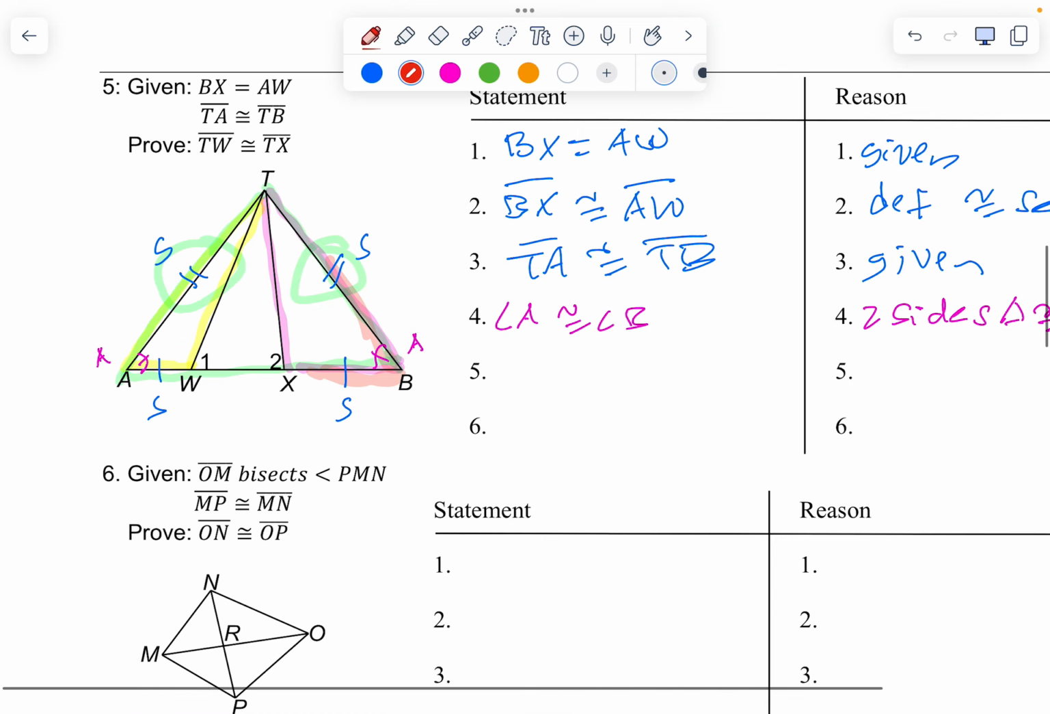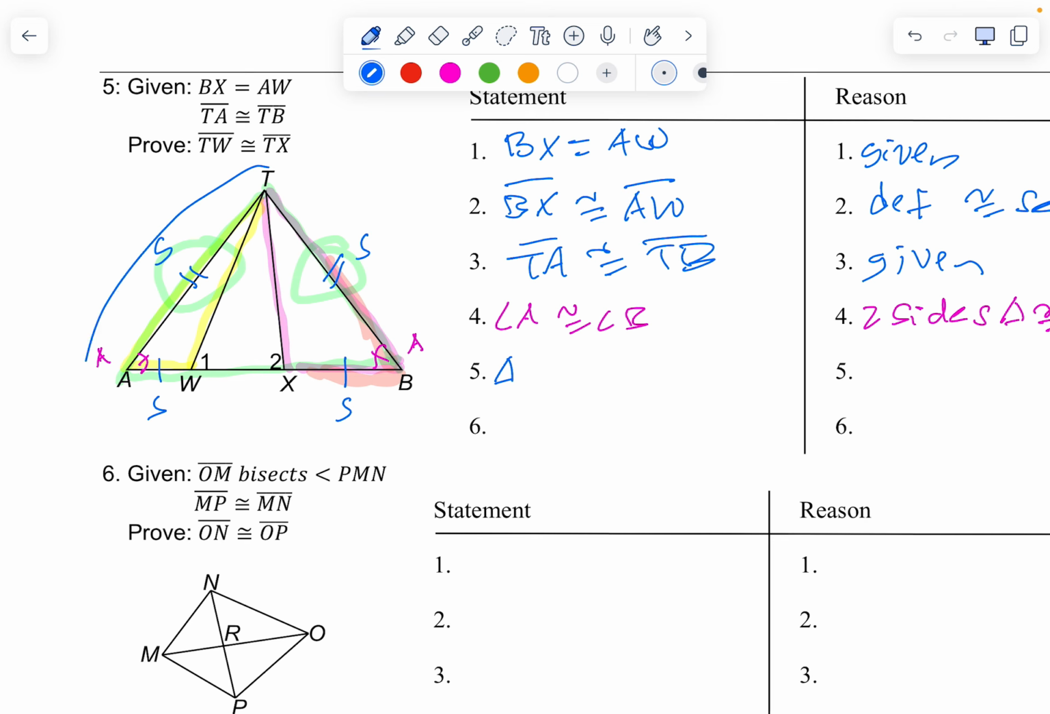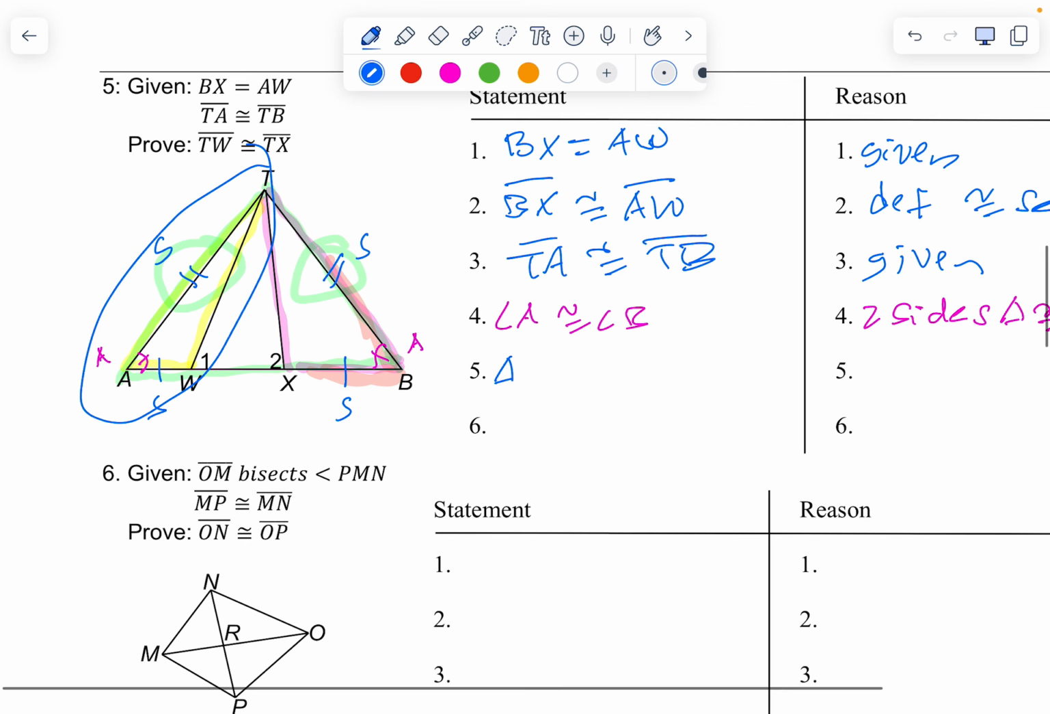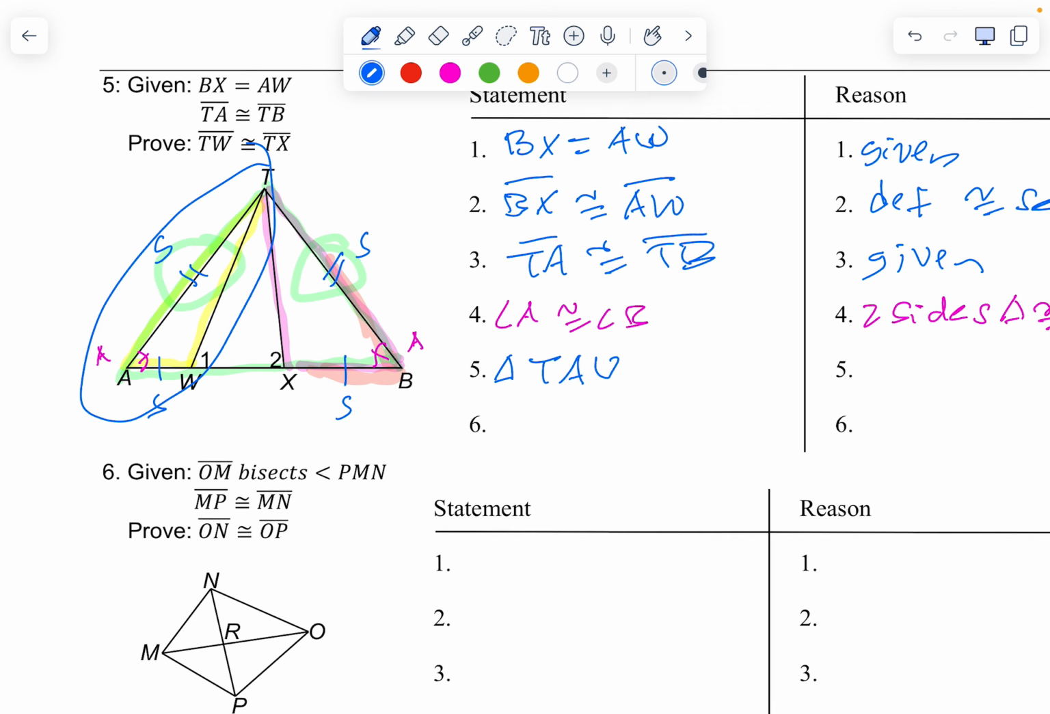Okay, so let's see how we want to name the triangle. John, how do you want to order the first triangle? TBX, this triangle over here. TAW. Okay, TAW is congruent to, then Nava, how would I order the other one to be consistent? TBS. Very good, triangle TBS. And that was by side what? Side angle side. And we know our final goal is right here: TW is congruent to TX.